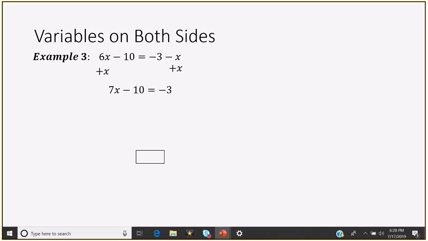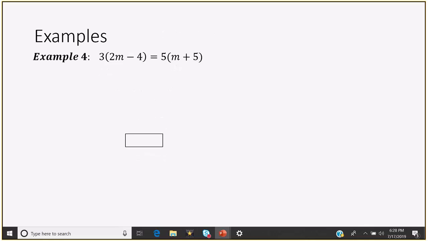And now within that one step, I'm going to get a two-step equation. 7x minus 10 is equal to negative 3. I add 10 to both sides. I divide both sides by 7, and so I get x is equal to 1. So this is a really great example of what seems like a difficult problem, but once you see the trick, it becomes a pretty simple thing for us to solve.